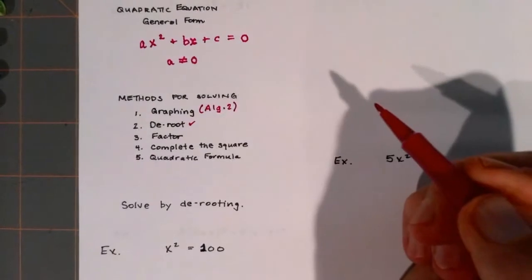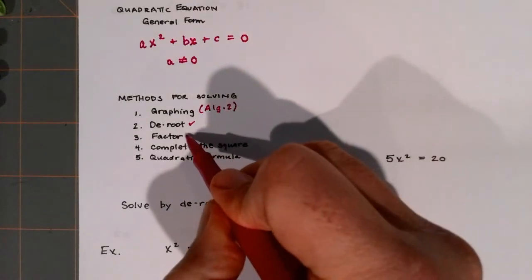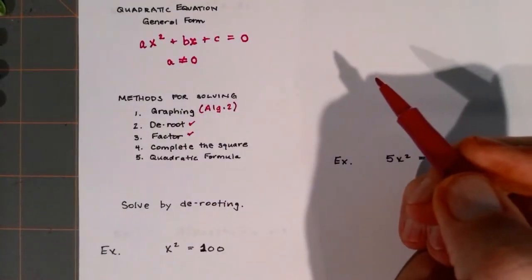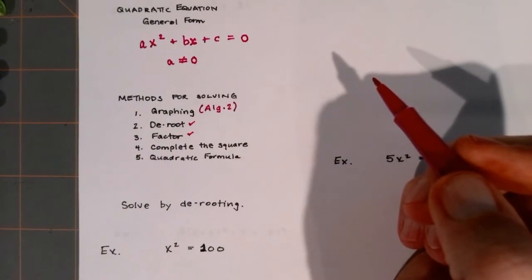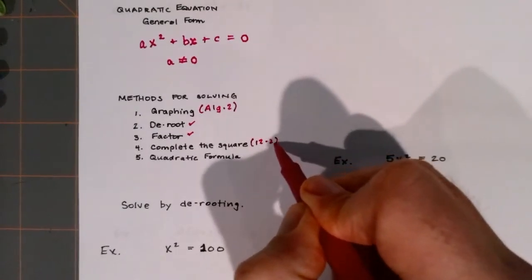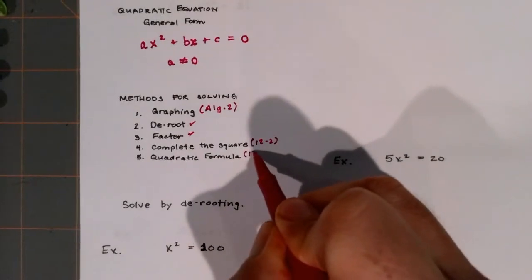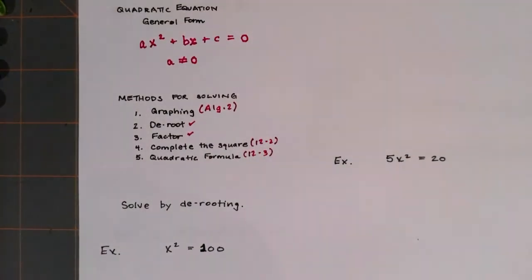Derooting, we already know. In a lot of the videos, they call derooting the property of square roots. Factoring, you already know. We actually did this before Christmas. I made sure that we did factoring before Christmas, so we know that. Complete the square is going to be the next lesson, 12.2. We start that Thursday. And then the quadratic formula is 12.3. We're going to do that on Friday. So I hope you have all that stuff down.